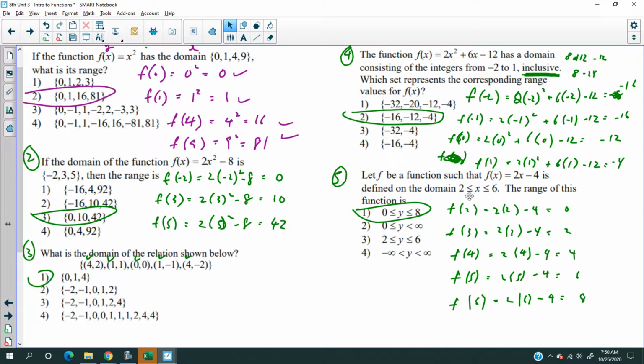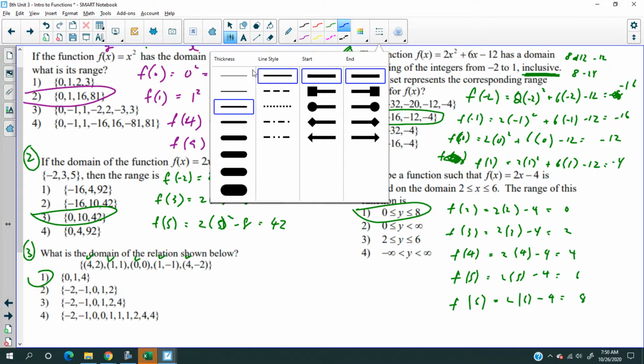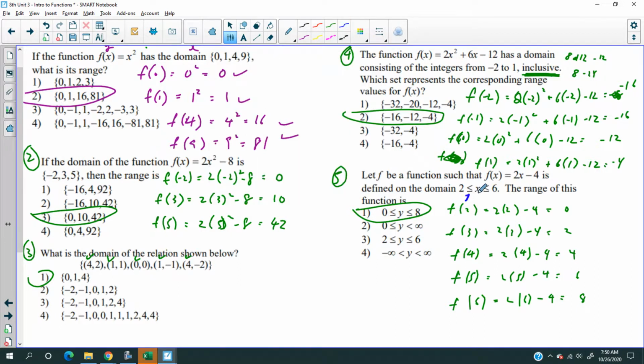Same thing here. You see the line underneath this? It's trying to say the same thing. It's saying, hey, include that. Include 2 and include 6 also. So that's what they're trying to say.